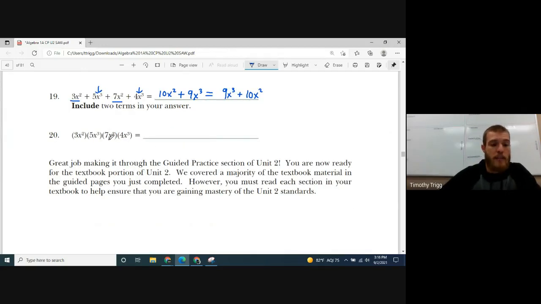Lastly, let's multiply these together. So 3 times 5 is 15. 15 times 7 is 105. And then times 4 is 420. And then we have x to the power of, again, we're multiplying, so we add these powers together. So 2 plus 3 plus 2 plus 3. So that's going to make to the power of 10.